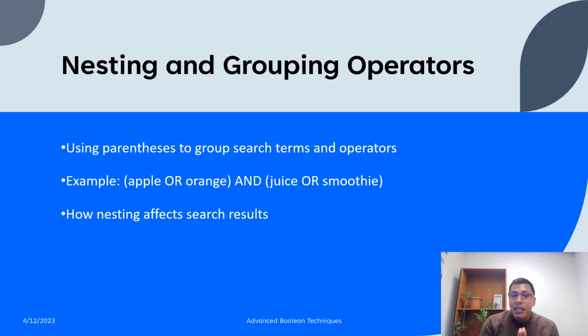Now, something to keep in mind that may help you as you nest and group operators together is to think about how you would say something. Would you say apple juice, apple smoothie, or would you say apple orange juice? You would want to differentiate between apple juice and orange juice. So this is exactly why nesting and grouping the operators together is so important. Let's move on.